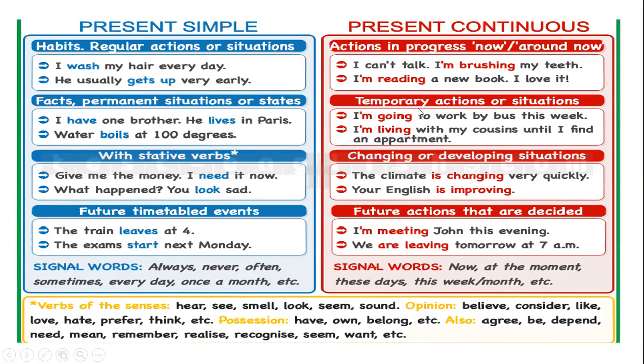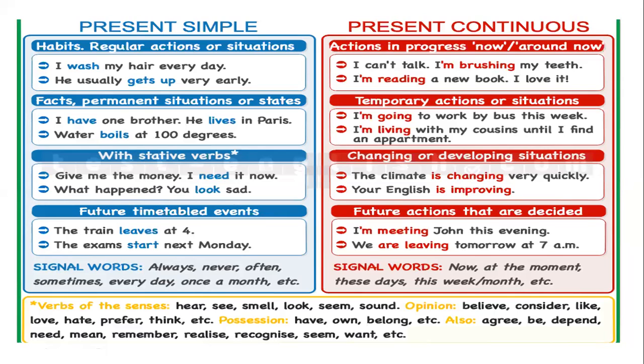En cambio, el present continuous, we use it for temporary actions or situations. Este tiempo lo usamos para acciones temporales o situaciones como I'm going to work by bus this week. I'm living with my cousin until I find an apartment. Estoy viviendo con mis primos hasta que, until, hasta que encuentre un apartamento. Estoy yendo a trabajar en bus this week, esta semana. Entonces vean que son situaciones temporary actions, acciones temporales. With stative verbs, con el presente simple, the blue one is used for stative verbs, para verbos que son como estáticos, por decirlo así.